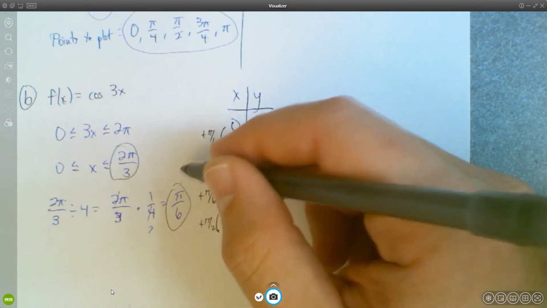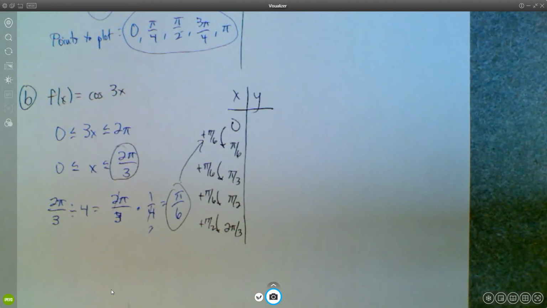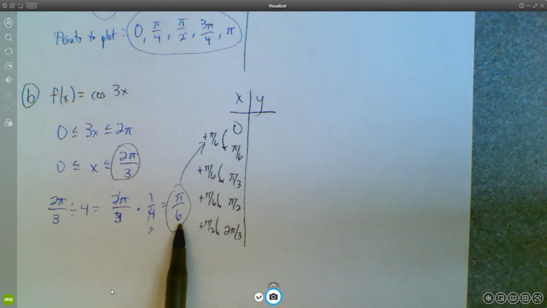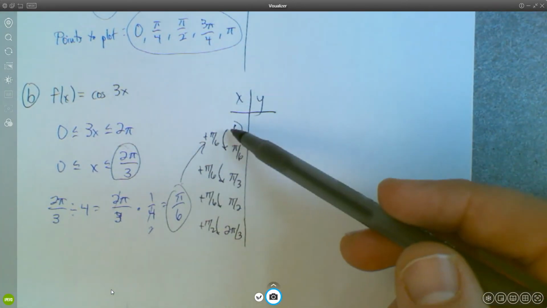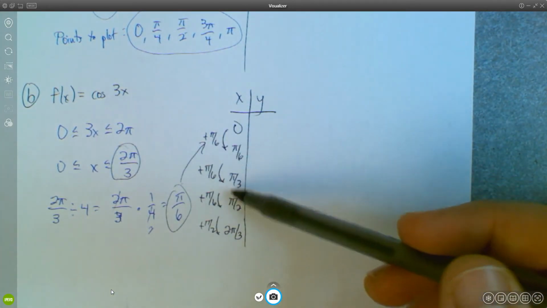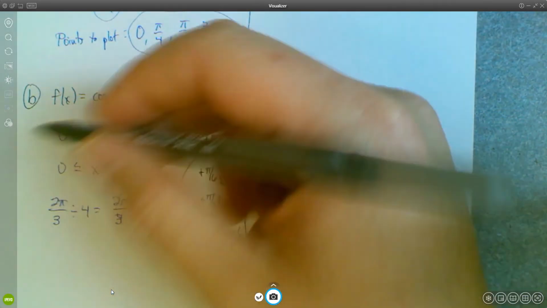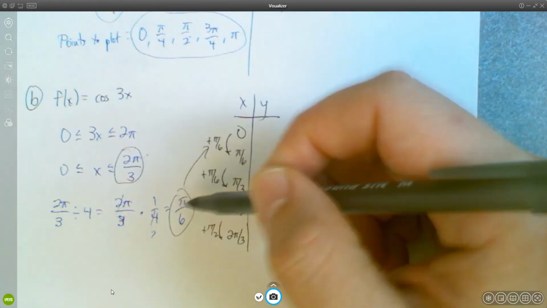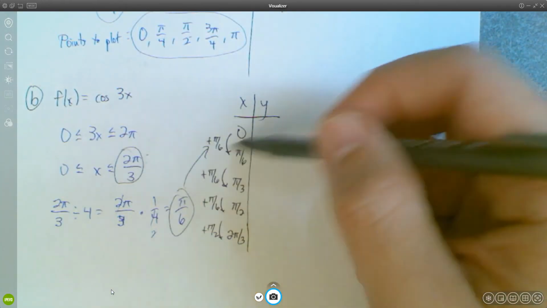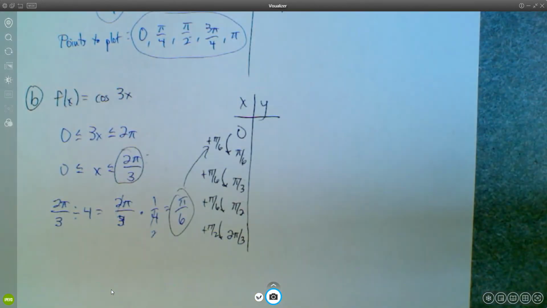Okay, so this value tells you how much to add each time. So you take whatever your period is, you divide it by 4, and then that's the amount that you need to add to get from one point to the next, right? This value is your stopping point. So this is your starting point, your stopping point, and how much to add to get the 3 points in between, okay, the 3 points in the middle.